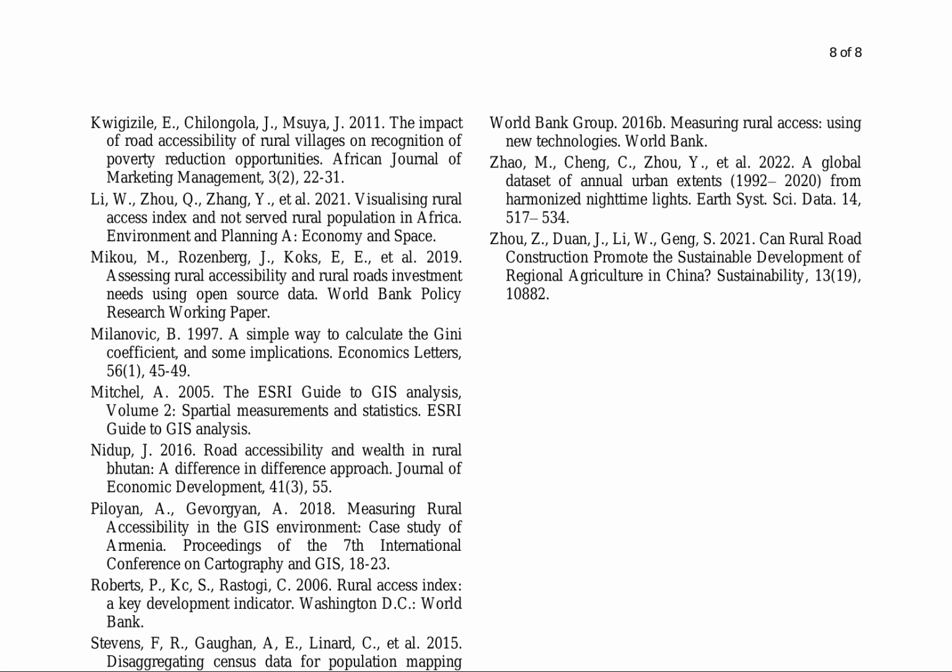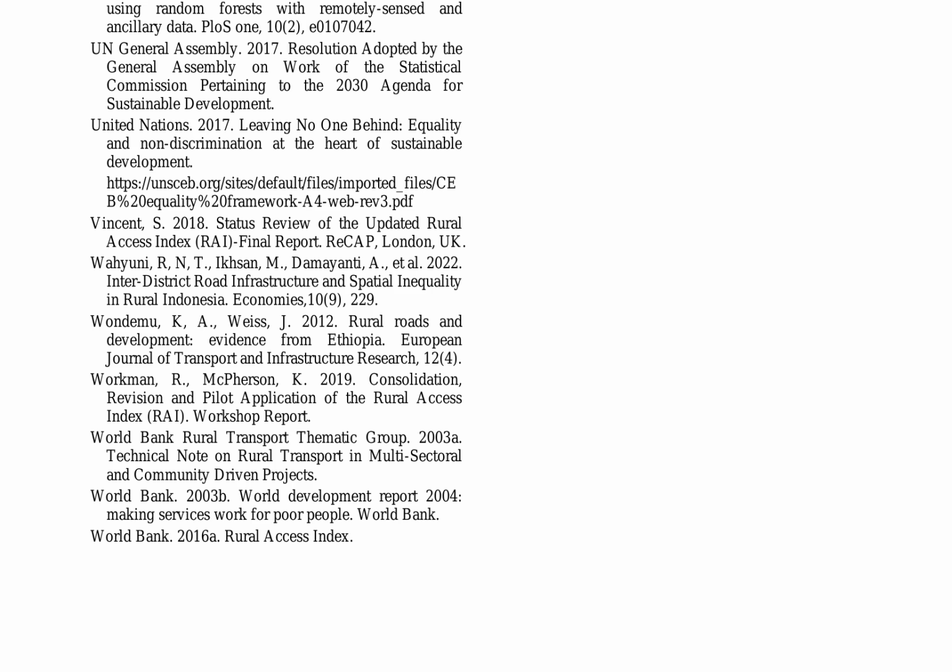The study explores various methods to assess rural accessibility, including geographic information systems, GIS, and remote sensing data, allowing for the visualization and analysis of rural access indices. This helps policymakers identify areas requiring improved road infrastructure to enhance economic opportunities and reduce poverty. The paper reviews previous studies on rural road infrastructure and spatial inequality in countries like Ethiopia, Indonesia, and Bhutan, demonstrating that improved road accessibility can lead to increased economic activities, better market access, and improved living standards.